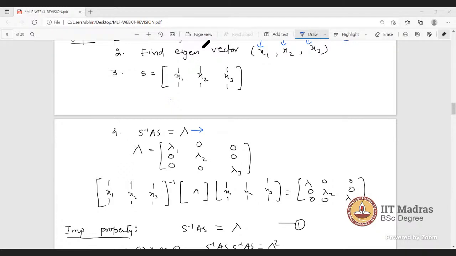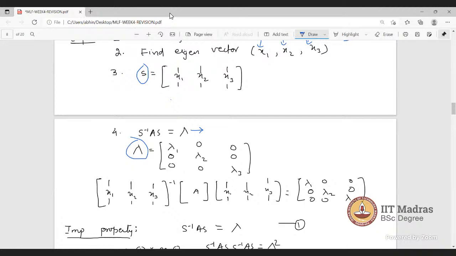Okay, and what about lambda, sir? Lambda should also not be unique. No, eigenvalues are going to be unique. No, sir, this matrix. I'm talking about the matrix S. Okay, yeah. So S will not be unique, but this lambda will be unique, since these lambda 1, lambda 2, lambda 3 are going to be unique.